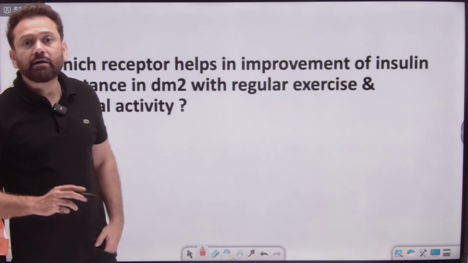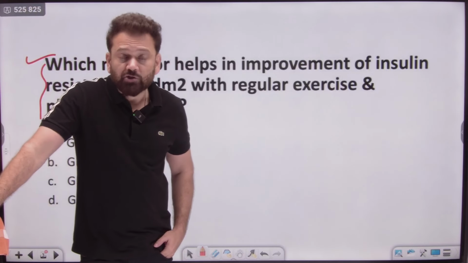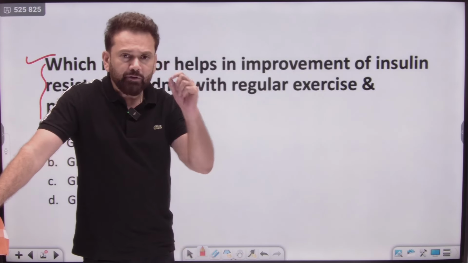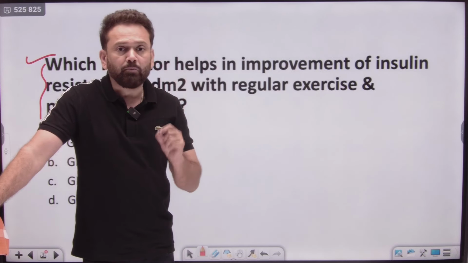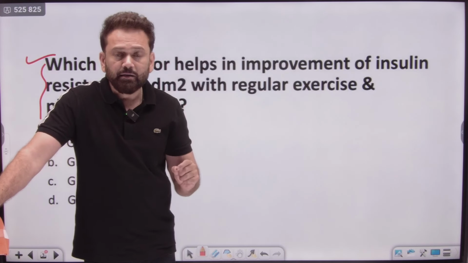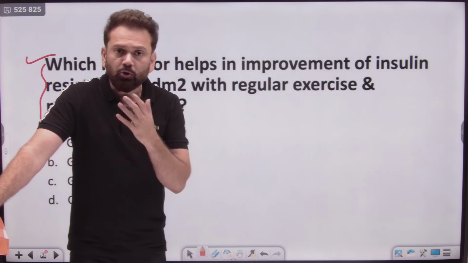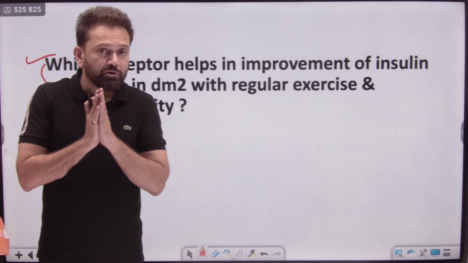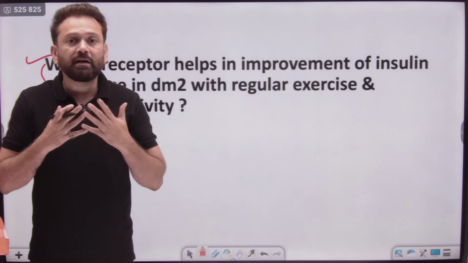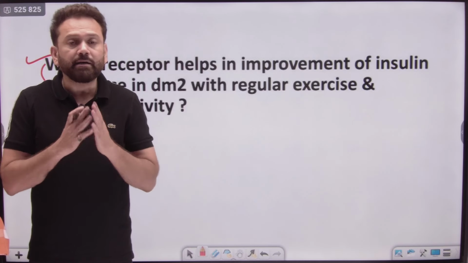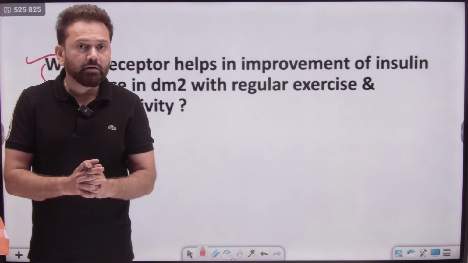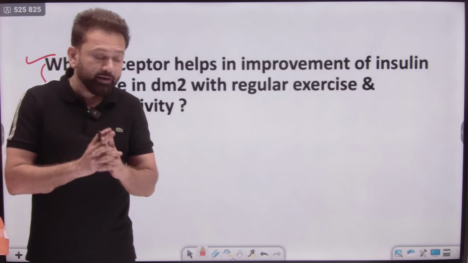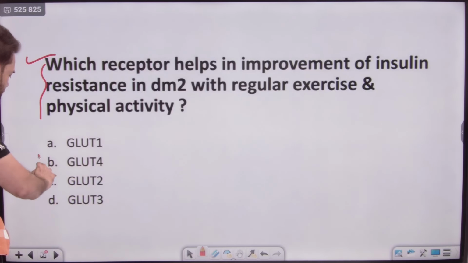So this question is regarding glucose transporters. If you see 5-year papers, every year 1 or 2 questions will be from glucose transporters. It can be GLUT, it can be SGLT. We know GLUT are passive, SGLT are active. So which transporter is involved with insulin? Insulin dependent GLUT is GLUT4. GLUT4 is the GLUT which is insulin dependent. This is a very important point.